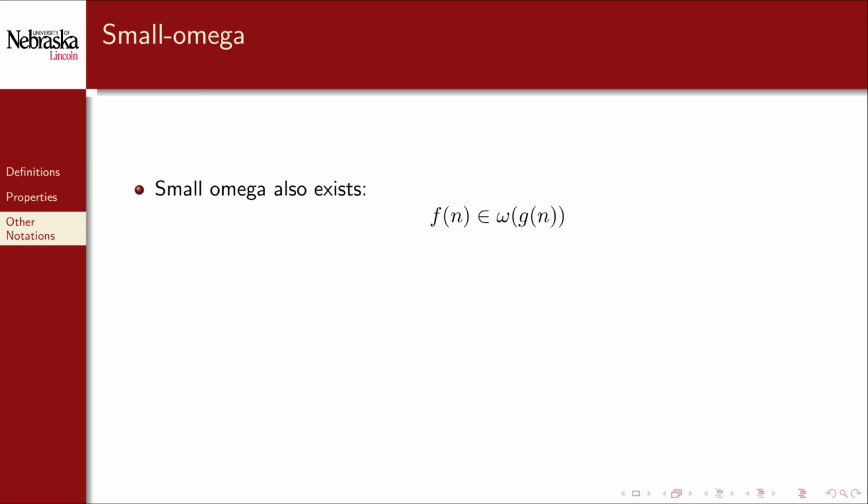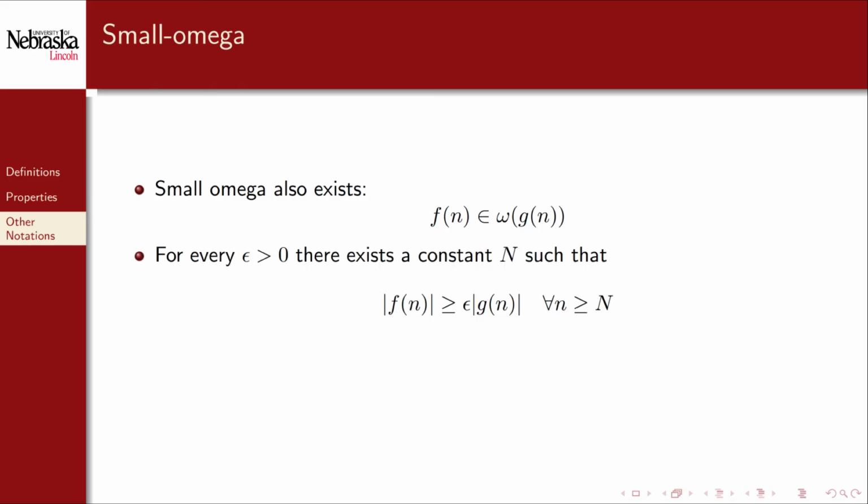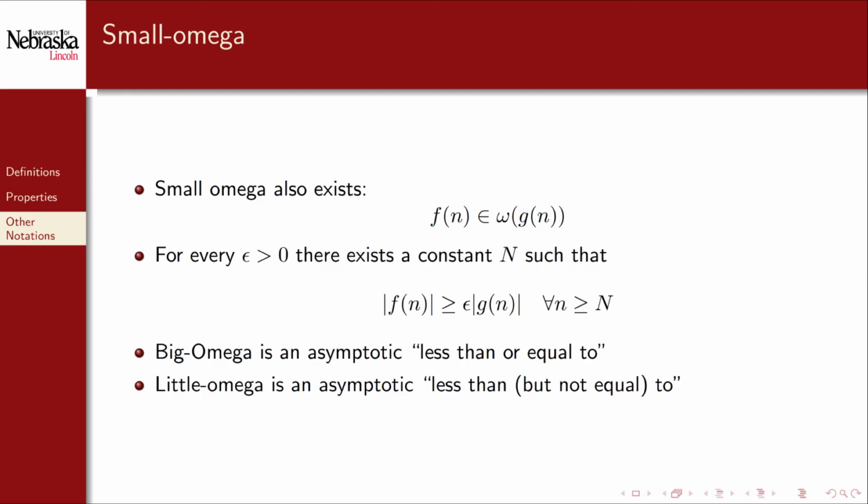Likewise, small omega notation also exists. The definition is similar but with a reversed inequality. Like the other relationships, big omega provides an asymptotic greater than or equal to relationship, while little omega provides a strict greater than but not equal to relationship. We note that there's no corresponding little theta notation, as big theta already provides an asymptotic equivalence, while little o and little omega provide a strict asymptotic inequality.